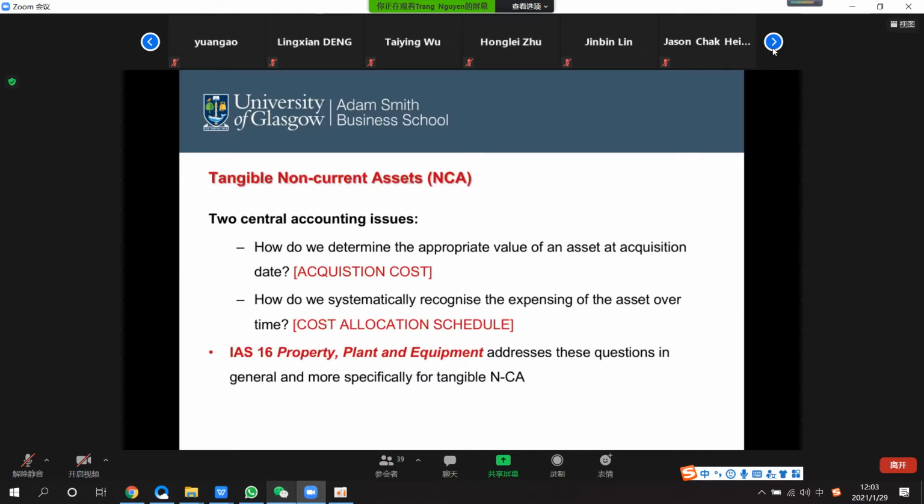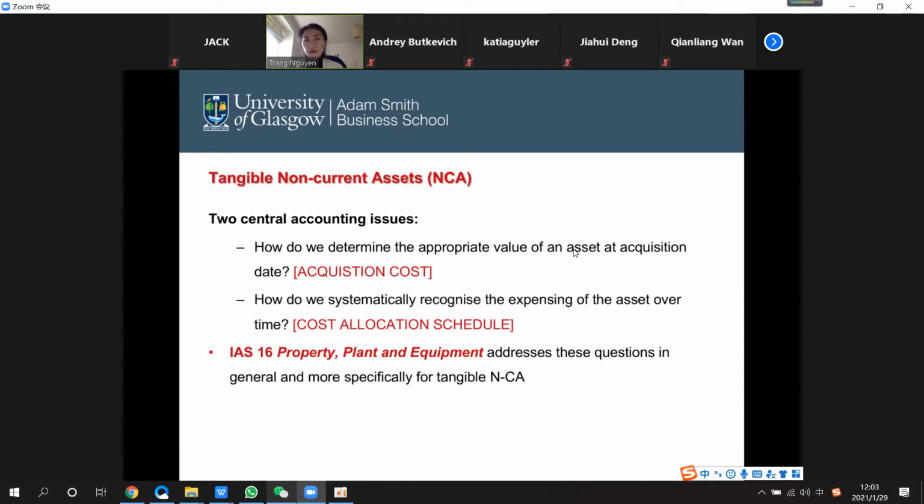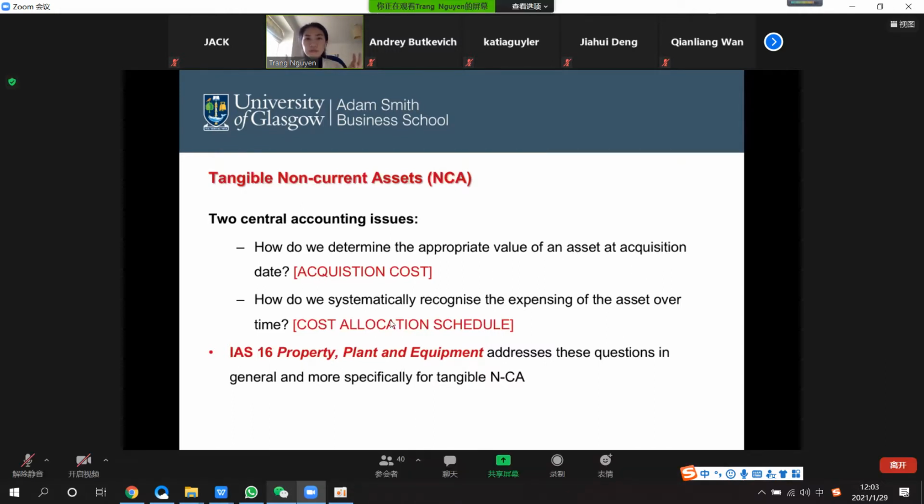In non-current assets, we need to know two things. First, acquisition cost, and second, cost allocation schedule. To answer the first one, we will identify the cost of a certain non-current asset, but for the second one, we will focus on depreciation or amortization. So that's why in this topic, we mainly focus on cost and depreciation.